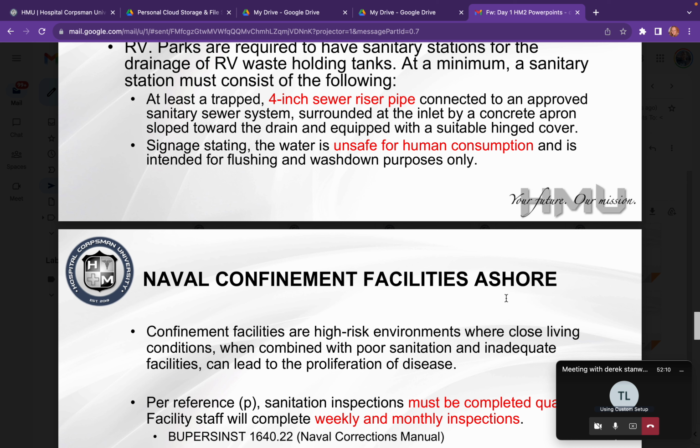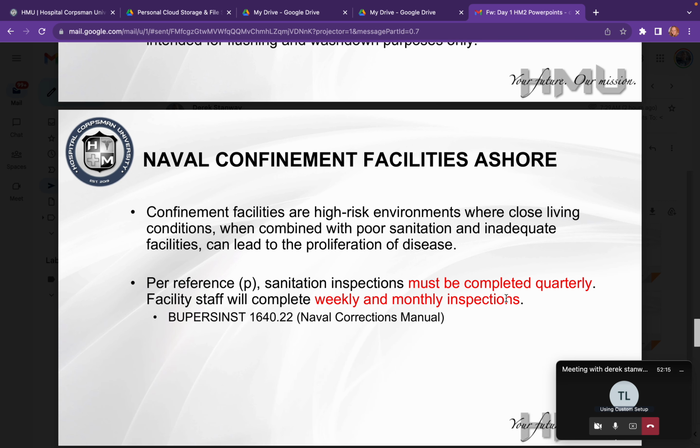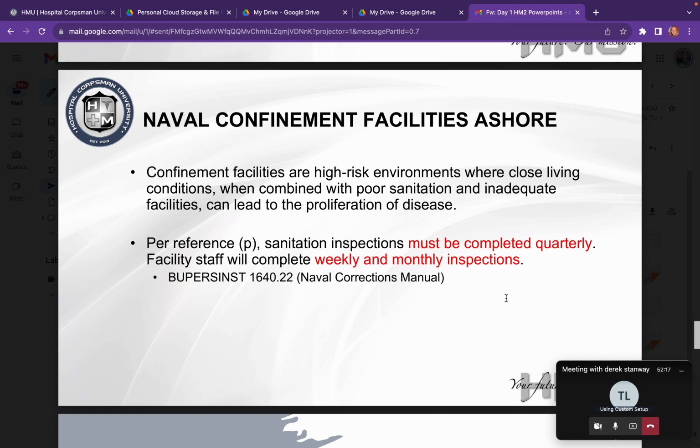Naval confinement facilities ashore, so it's going to be your brigs, your actual brigs, not the little coffee shop called the brig that's over at NSY, which confused the living heck out of me when I got here. Those inspections are going to be completed quarterly.